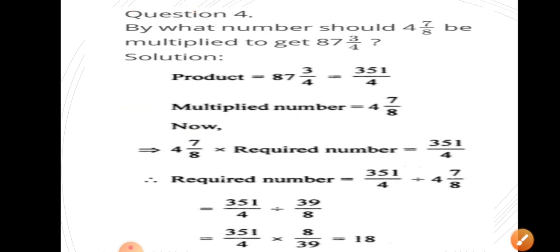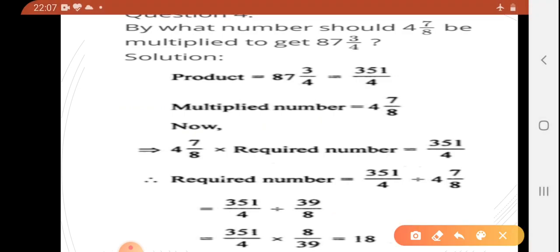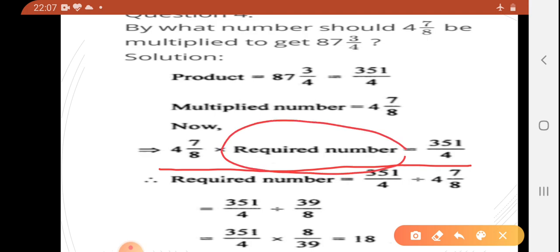Now question number 4. By what number should 4 whole 7 upon 8 be multiplied to get 87 whole 3 upon 4? By what number will 4 whole 7 upon 8 be multiplied to get 87 whole 3 upon 4? Now here which equation can we make? Here we can make this equation: 4 whole 7 upon 8 into what number we will multiply will give the answer 351 upon 4, or you can say 87 whole 3 upon 4.